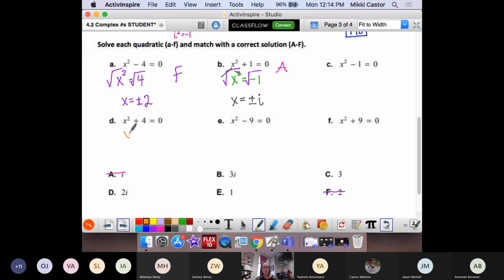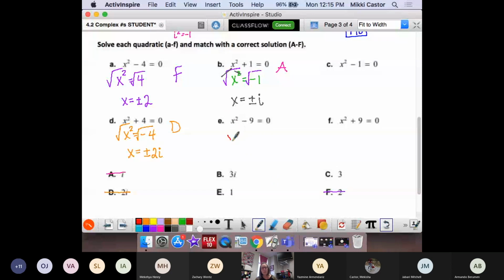But then if you'll notice on D, when we take that 4 and move it over, we end up with a -4. Again, square root on both sides. And this time when we do our square root, we will end up with the imaginary. So we have plus minus. The square root of that negative, remember that's a -1, so that would be our i. And the square root of 4 is 2. So 2i is the one that would match that one. So D goes with D.